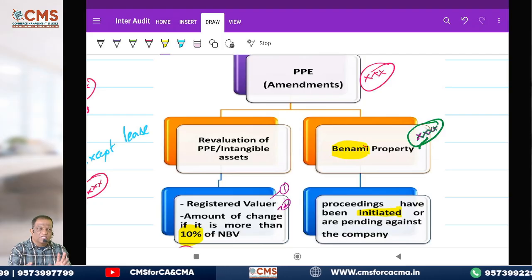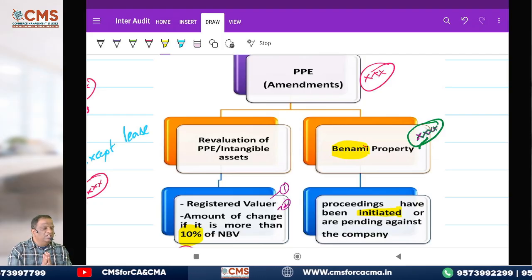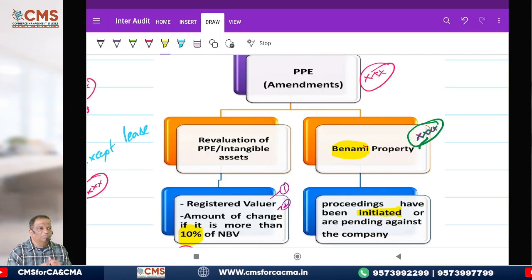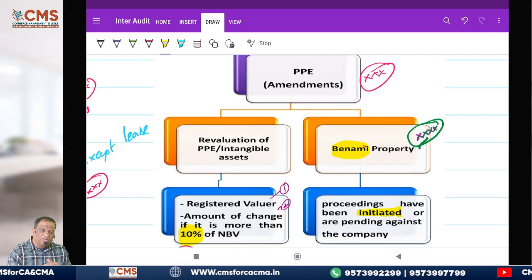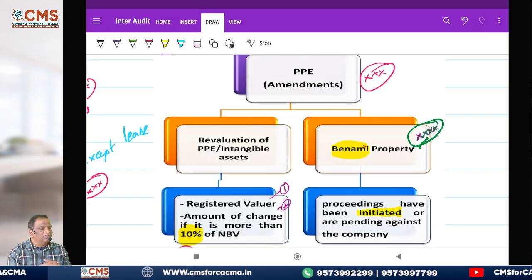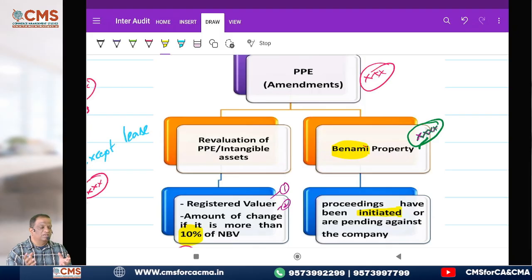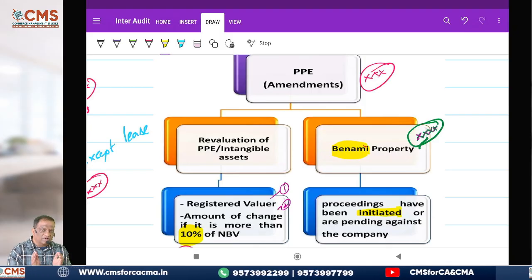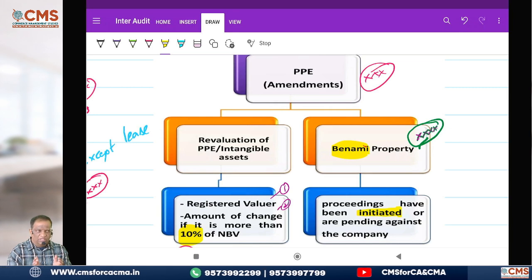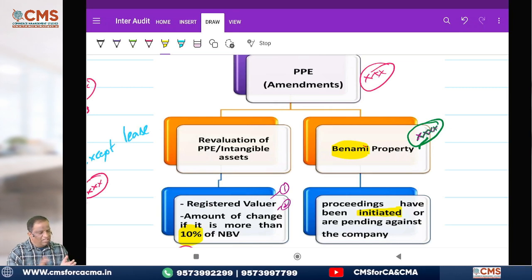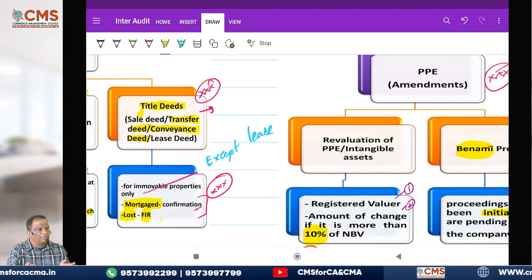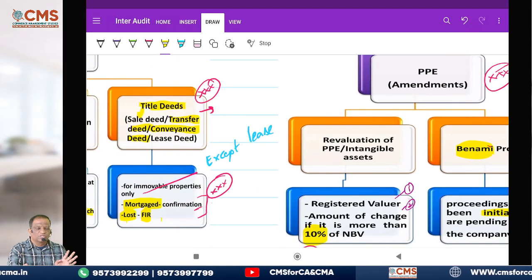Now, in the case of title deeds, is the title deed verification to be done for all immovable properties? That's a question he had asked once. It is for immovable properties, but is it required for all immovable properties? The answer is no. It is required only for immovable properties other than lease ones. So, the application of it is very, very narrow. It is not applicable for movable. Then is it applicable for all immovable? No. It is applicable only for immovable properties other than lease.